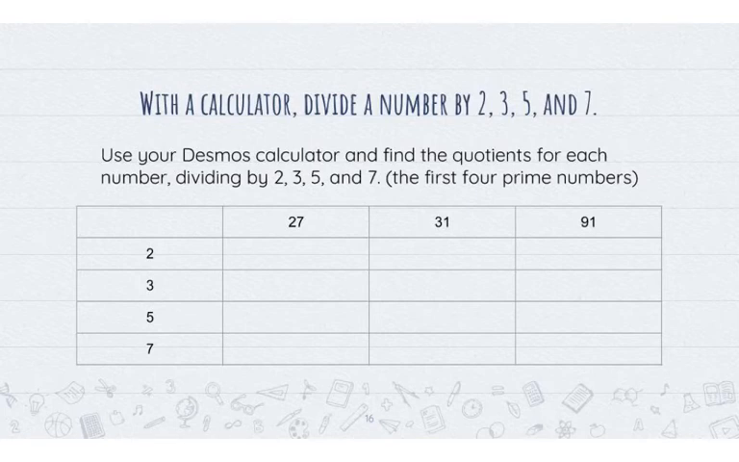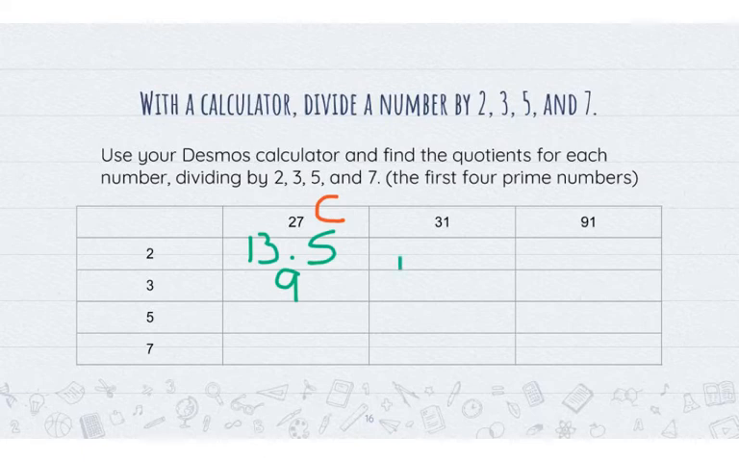All right. 27 divided by 2, that would be 13.5. 27 divided by 3 is 9. 9 is a whole number. Do I have to go on to 5 and 7? No, I do not. I can just stop right there because since that's a whole number, I know 27 is a composite number.